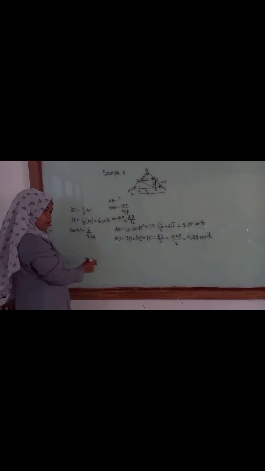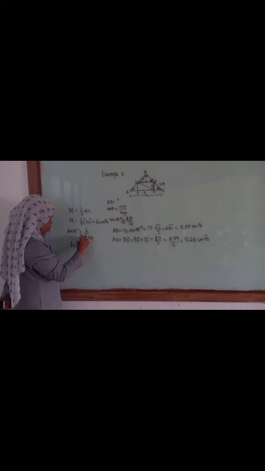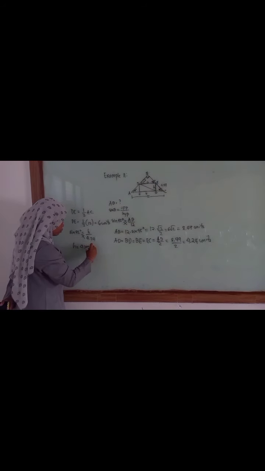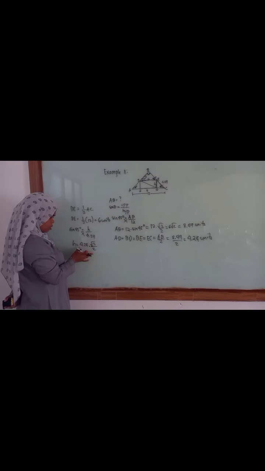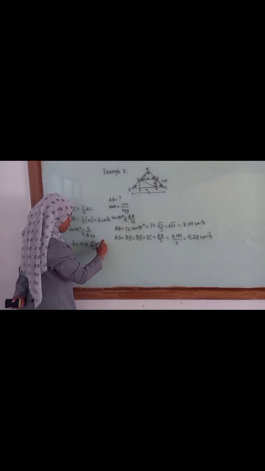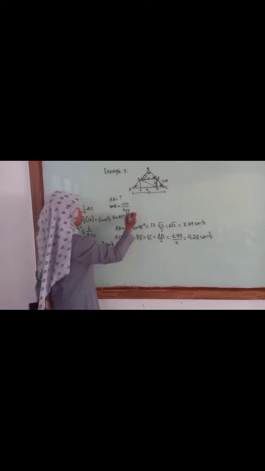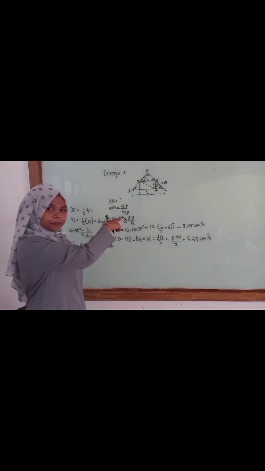By using cross multiplication, we have 4.24 times sine 45. Sine 45 is equal to square root of 2 over 2. Using a calculator, this will give us 3 units, right? Okay. So this h is 3 units.